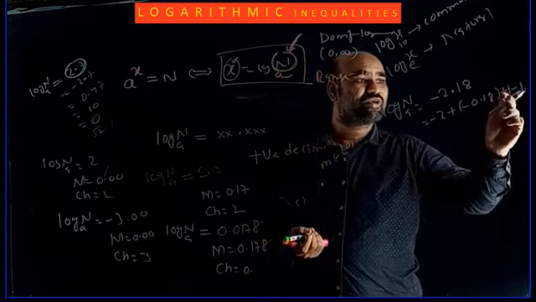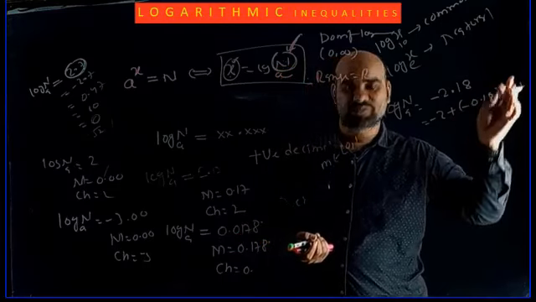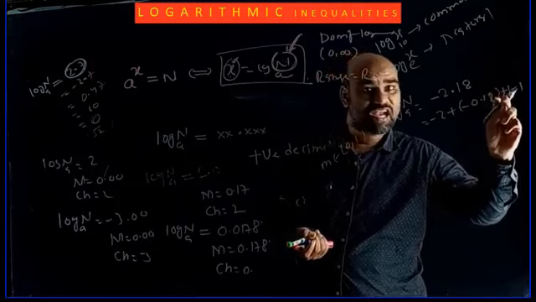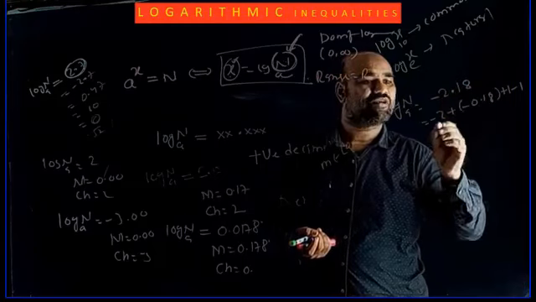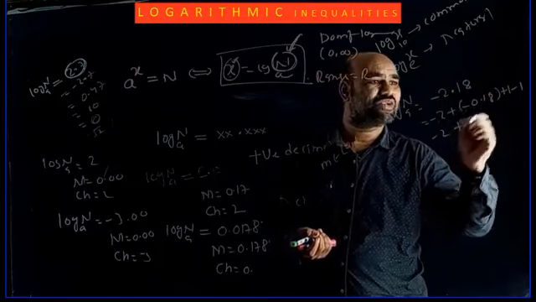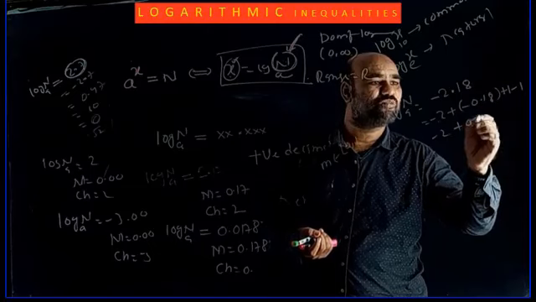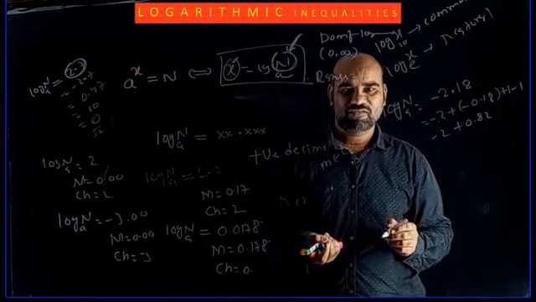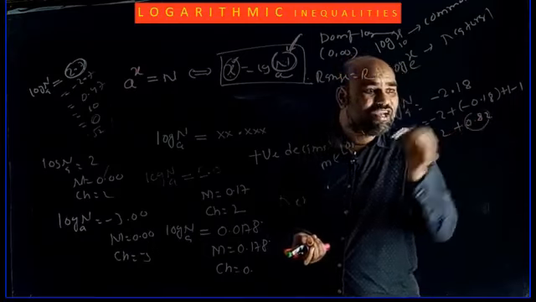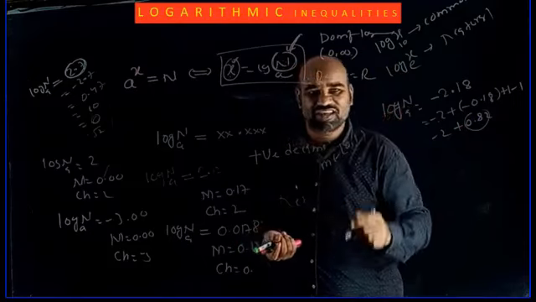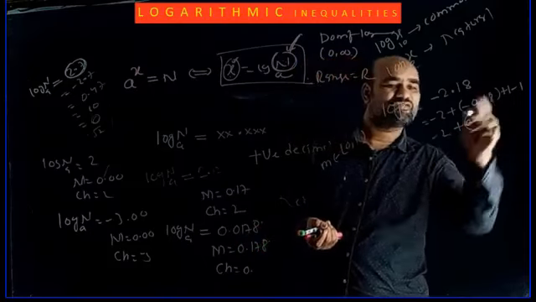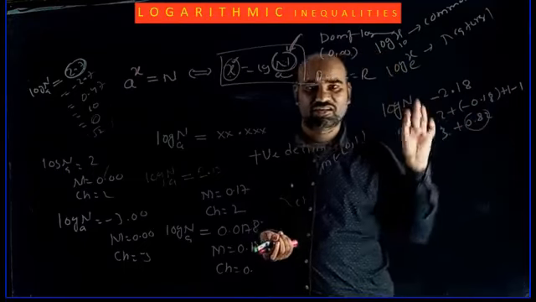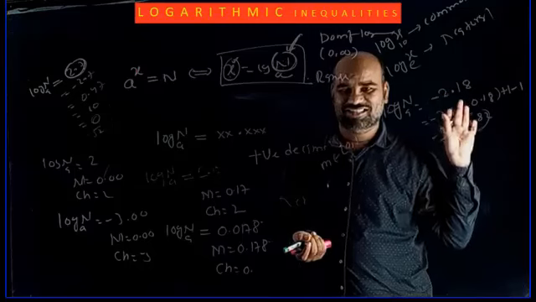That's why if you add 2, what happened? 2 minus 0.18 means 1 point something. Mantissa can't take 1 point something. That's why you need to add 1 and subtract 1. So minus 2 plus 1 minus 0.18 means 0.82. Now you can call 0.82 the mantissa for log n base a, and minus 2 minus 1 is minus 3. So now I can say 0.82 is the mantissa and minus 3 is the characteristic.